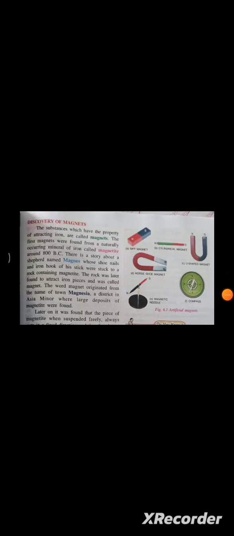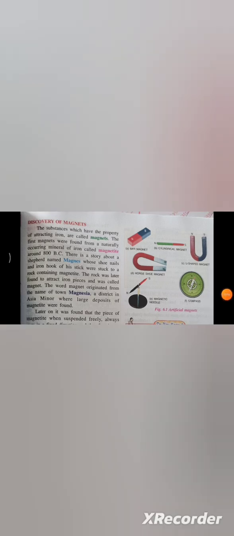Now let us study the next topic, the discovery of magnets. How were magnets discovered? Substances which attract iron are called magnets. The first magnets were found from a naturally occurring mineral of iron called magnetite around 800 BC. The first time, a magnet was found naturally, a mineral of iron which has some magnetic property.